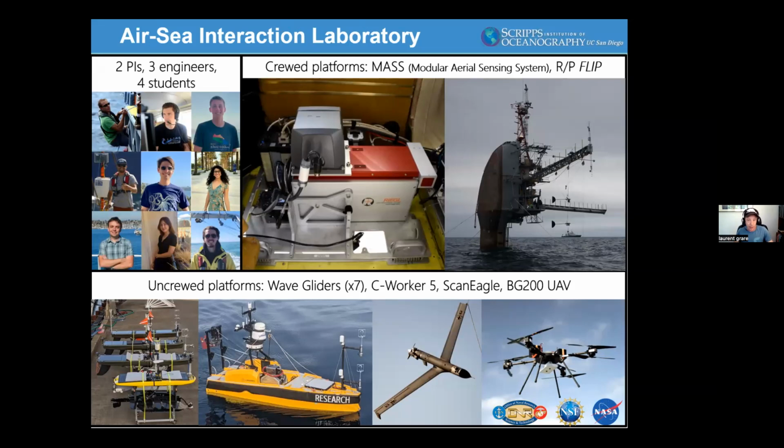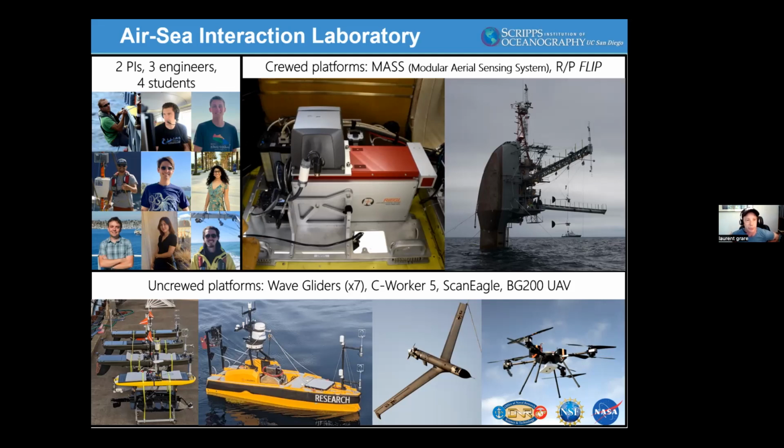So, good morning, everybody. I'm Laurent Grare from Scripps Institution of Oceanography. I'm just going to start quickly by introducing our lab, the Air-Sea Interaction Laboratory at Scripps in San Diego, California. We are a small group, about 10 people: 2 PIs, 3 engineers, and 4 students.